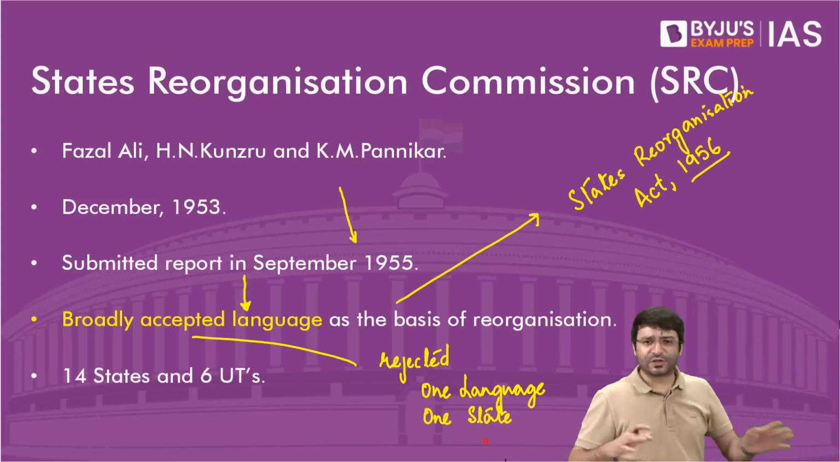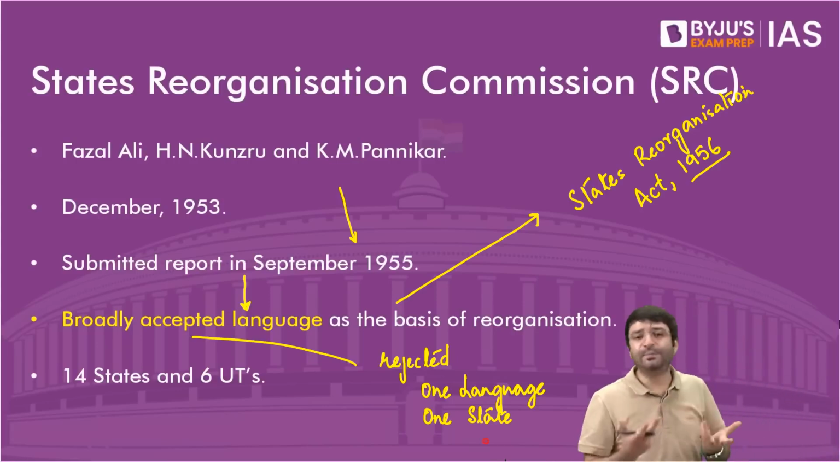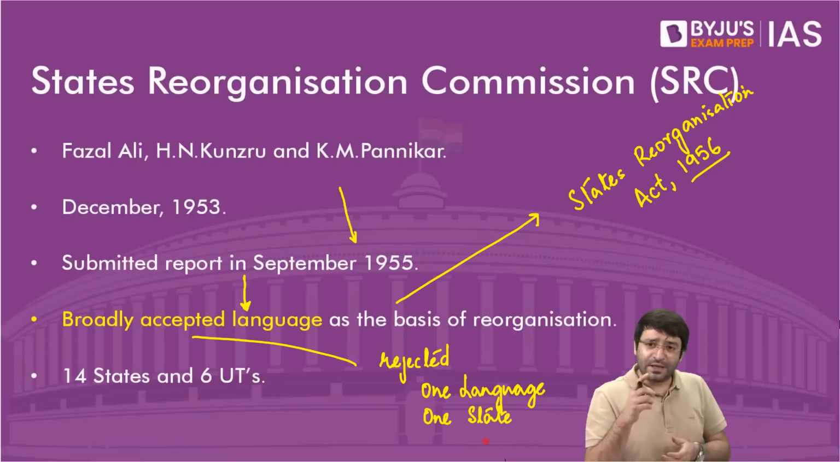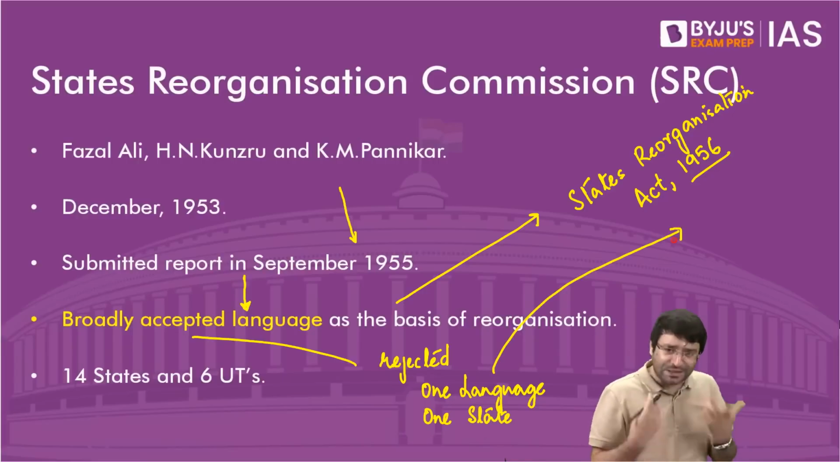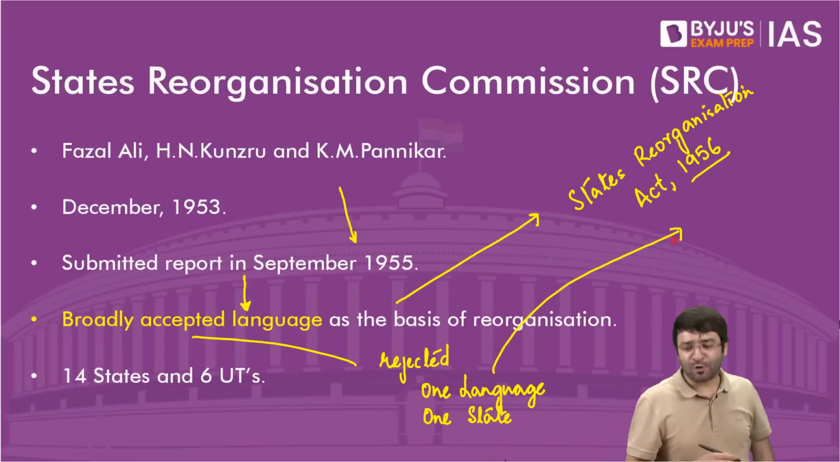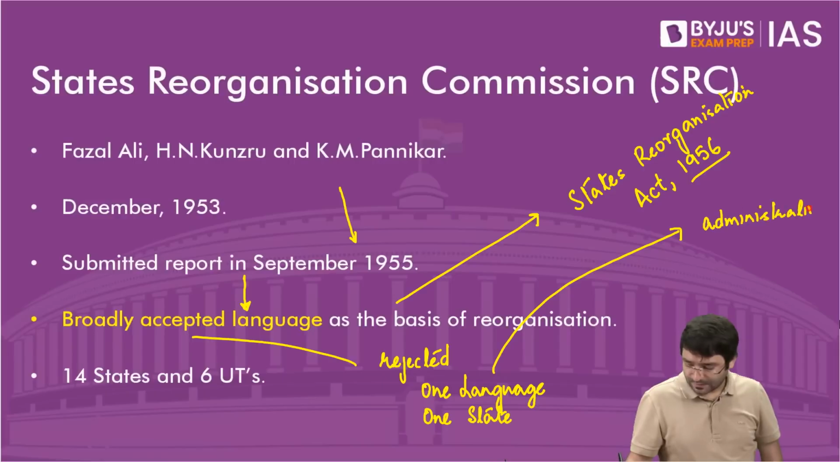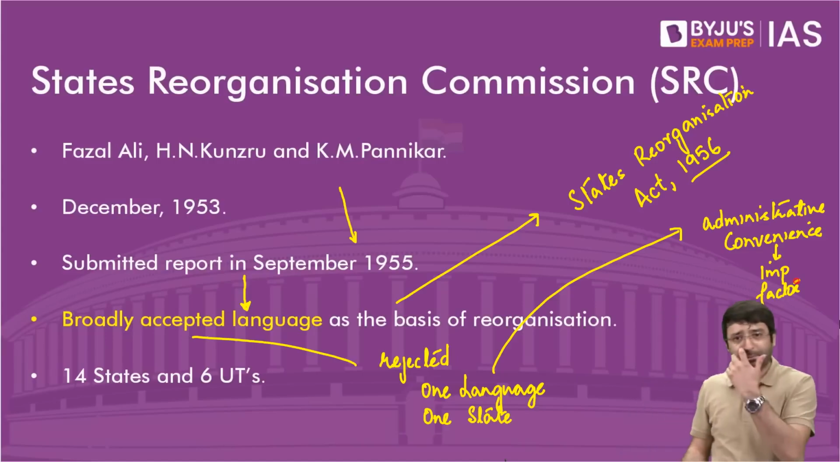The States Reorganization Commission said, okay, language can be the basis to reorganize the country, to create states in India. But it cannot be one language, one state, which means explicit. In its report, the States Reorganization Commission said, administrative convenience has to be an important factor. What does that mean?